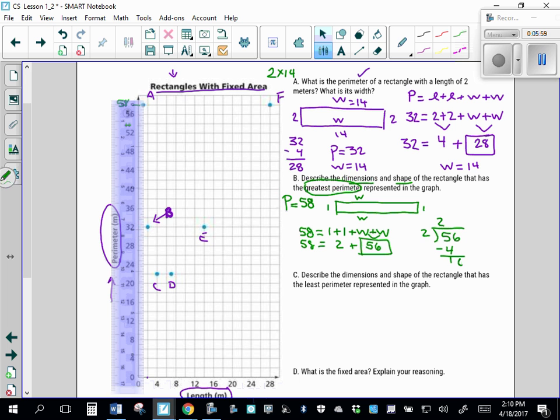Oh, I get it. Good. So 2 goes into 16 8 times. So now I know that this W is 28. And if I wanted to check my work, 28 plus 28 is 56. And then add another 1 plus 1, and that's 58. And I have my perimeter is 58.